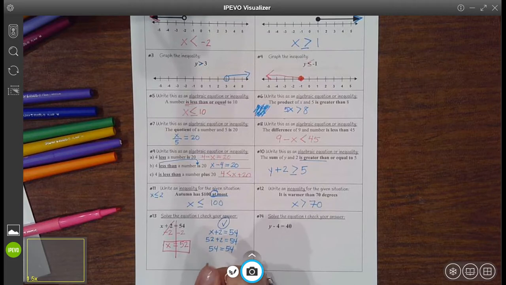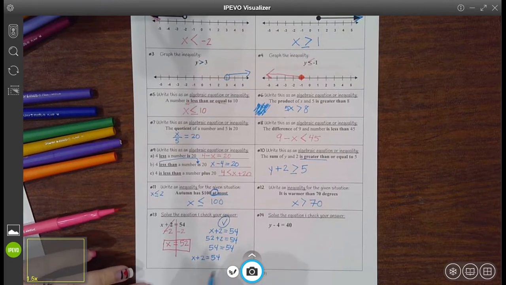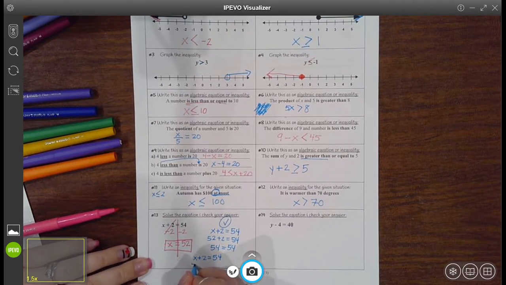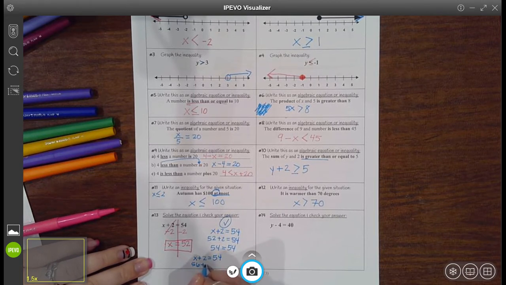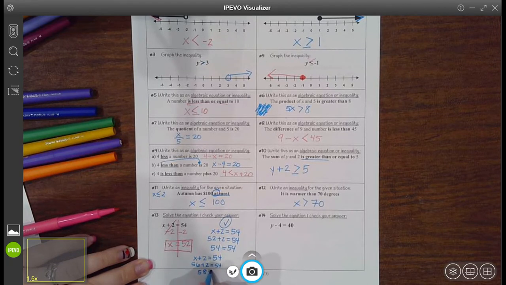Now, some people are like, what's the point of checking? Okay, what if you accidentally, let's say you thought the answer was 56? You just went way too fast. You accidentally put 56. You glanced at it, and you're like, yeah, it makes sense. Well, if you checked it, you would replace x with 56. You'd get to here and you go 56 plus 2 is 58. Bring down your equals, bring down your 54, and you're like, wait a minute, that doesn't make any sense.